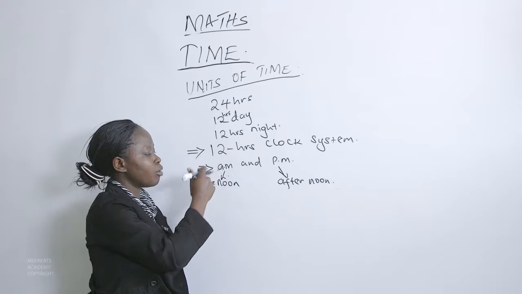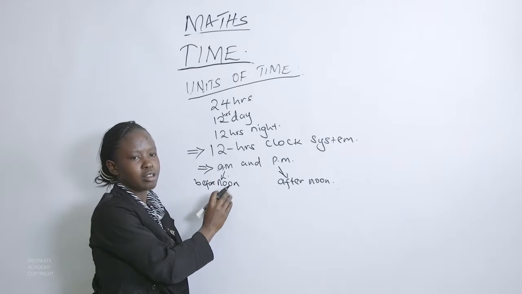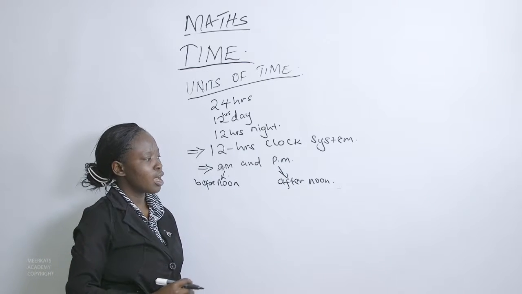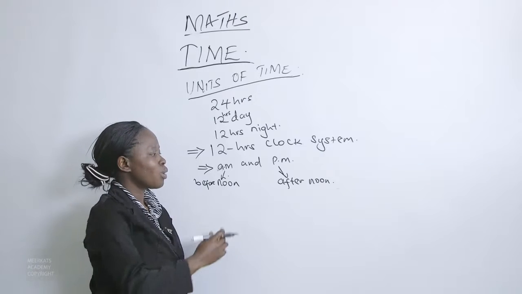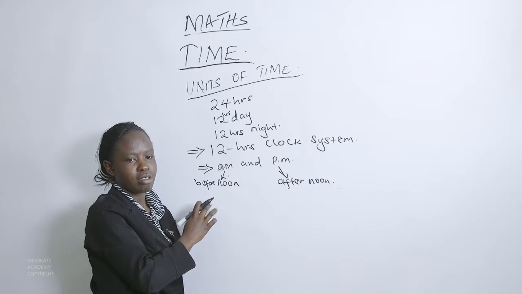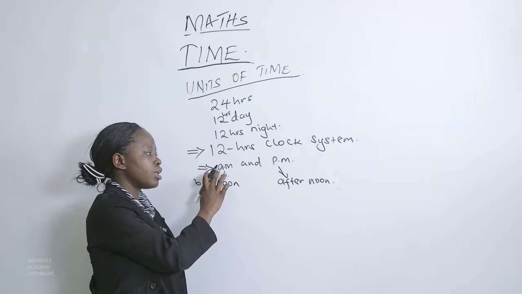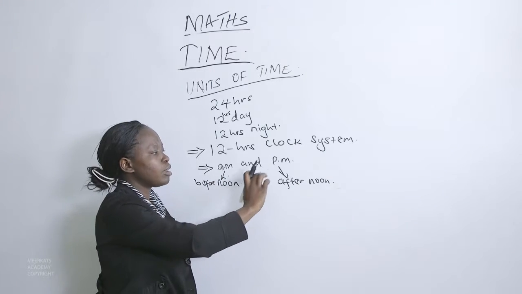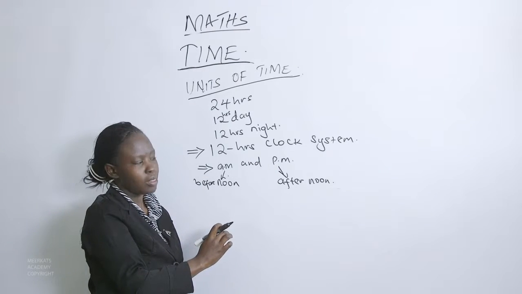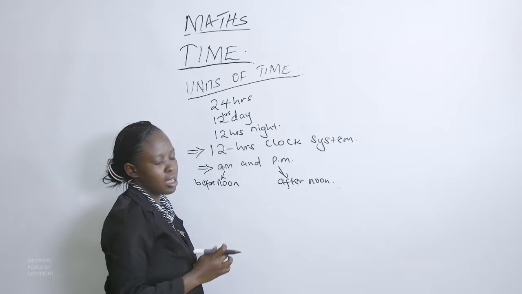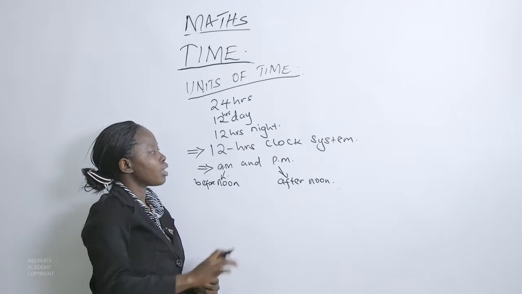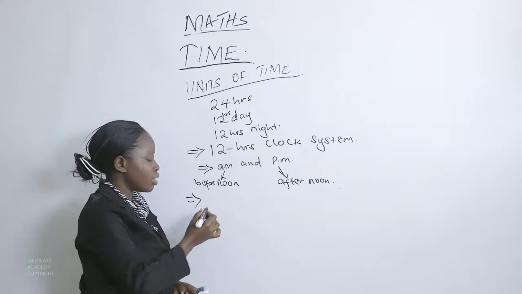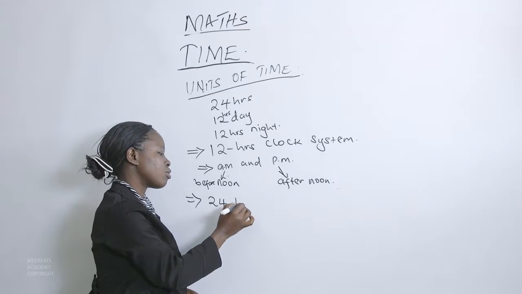So we have times of the day that appear before noon time, and times of the day that appear after the noon time. When the time of the day is before noon, then we write it as an AM time. But when it is after noon, then it means that it is in PM. The other type of clock system we have is the 24-hour clock system.